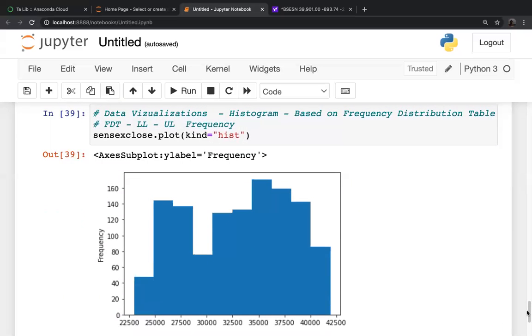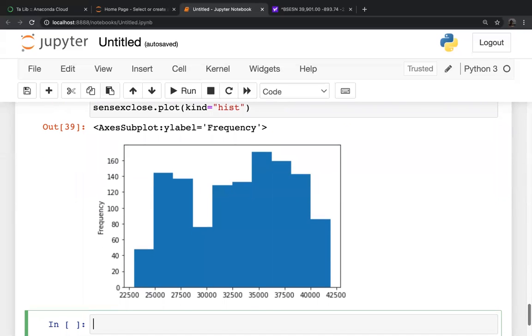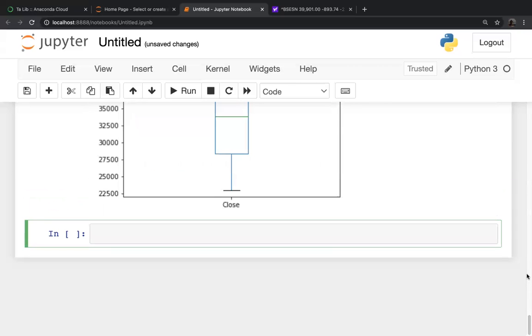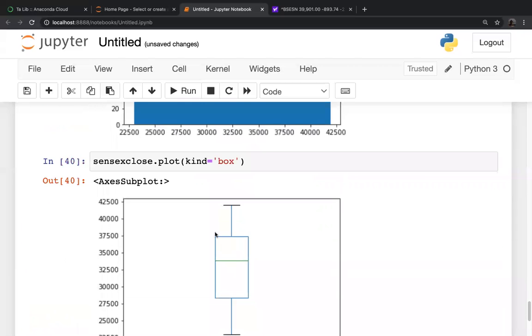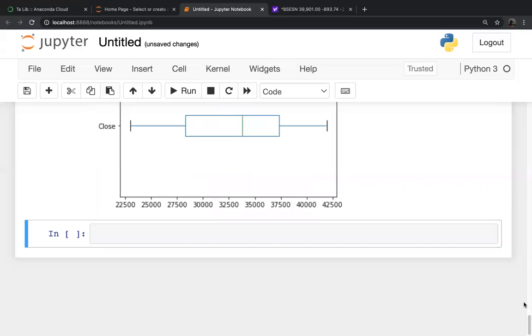Now the second most important visualization we do is the box plot. We have seen the histogram so that we can see the pricing pattern, where the prices are falling, within which limits and which class intervals. Similarly, there is something called box plot. Sensex close dot plot kind is equal to box, comma vert is equal to false. You will get a horizontal box plot which is easy to interpret.